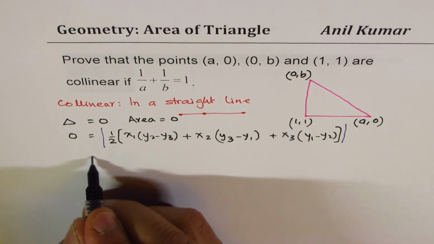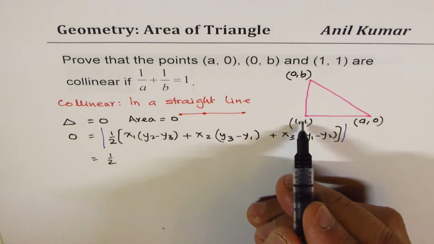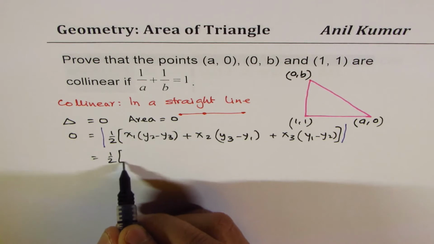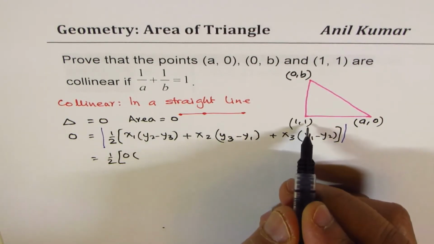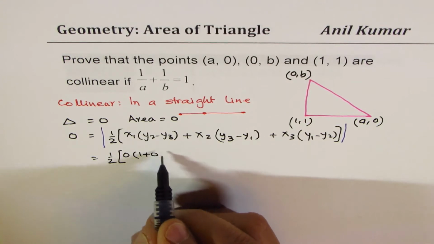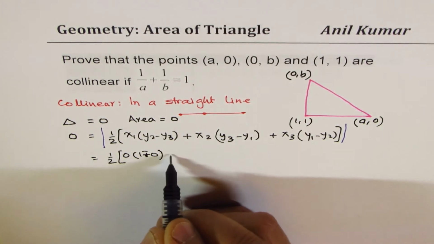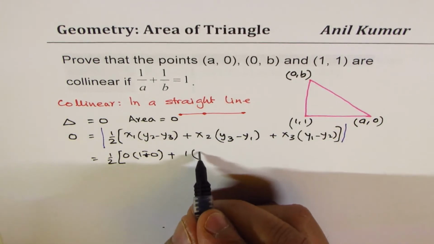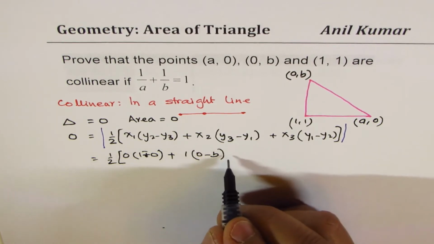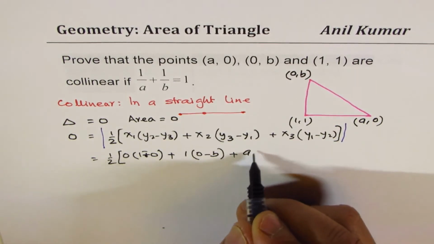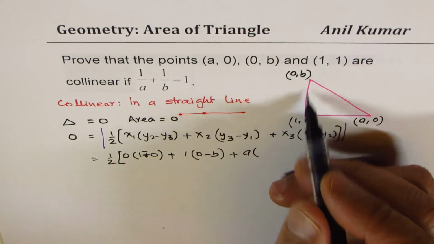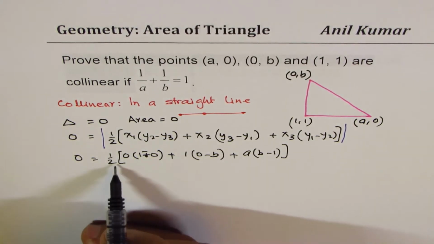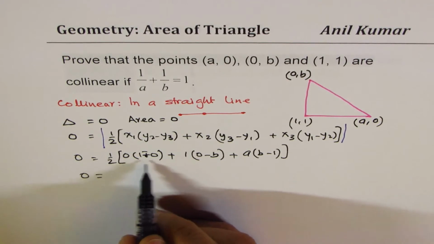So let's substitute. We get half of, let's say this is x1, x2, x3, right? So x1 is 0, so 0 times this minus this, plus 0, this minus 0. Anyway, this is 0. Plus x2 is 1, 1 times y is 0 minus b, 0 minus b. And then plus, here it is a, so a times b minus 1. So that should be 0.